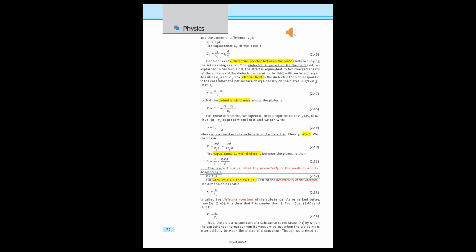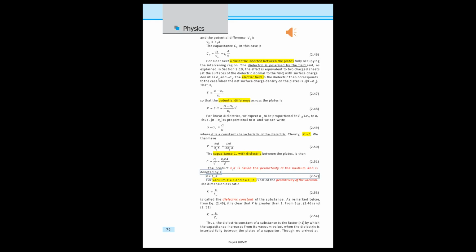The capacitance C, with the dielectric between the plates, is then given by C equal to Q by V. That's given by epsilon naught A k by d. The product epsilon naught k is called the permittivity of the medium and is denoted by the letter epsilon. So epsilon is equal to epsilon naught k. For vacuum, k will be equal to 1 and epsilon is equal to epsilon naught, where this epsilon naught is called the permittivity of the vacuum. The dimensionless ratio k is given by epsilon by epsilon naught, and this is called the dielectric constant of a substance.